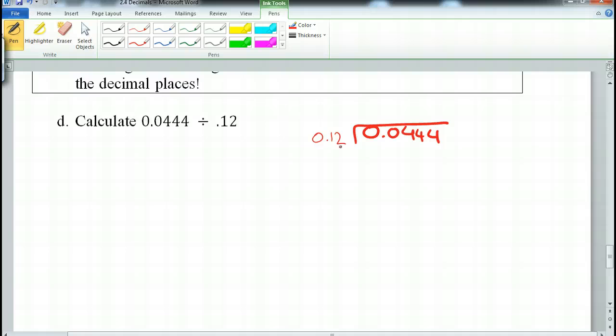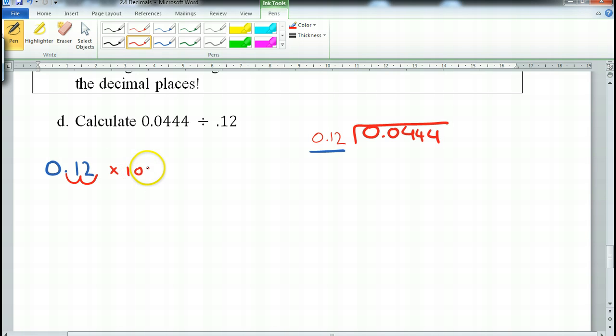Okay, well, I have to change my divisor to a whole number. So what do I need to multiply 0.12 by in order to get to a whole number? Well, I see 2 decimal places, and in order to move the decimal 2 places to the right to get a whole number, I need to multiply by 100. So if I multiply this by 100, I will get 12.